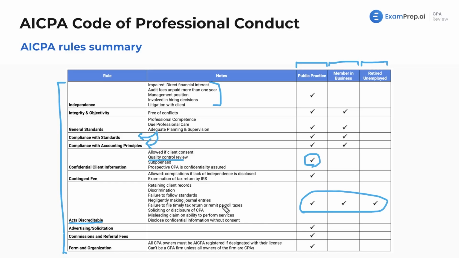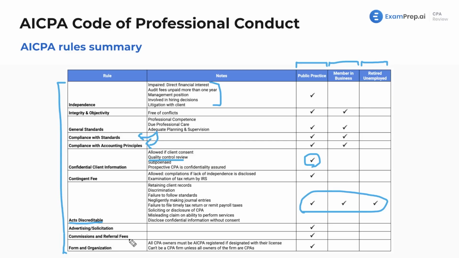Just don't. You cannot advertise with your CPA license. Think about it. You've never seen a commercial on TV for, hey, get your audit done by ABC CPAs. You have not seen that, and there's a reason for that. You are mainly going to actually act with commissions and referral fees. So you see right here, commissions and referral fees, that is totally allowed.